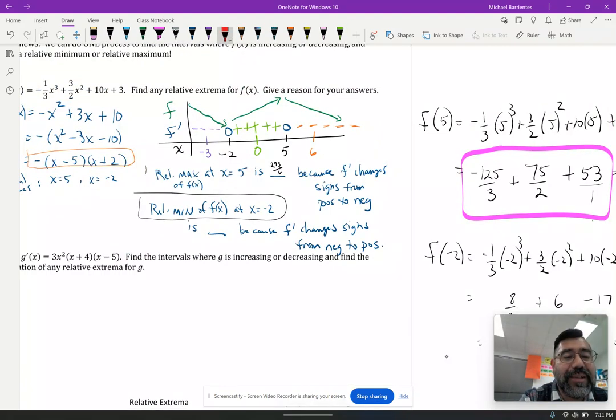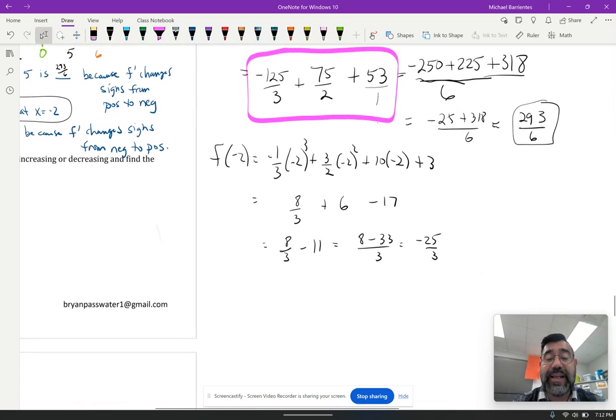So in this one, read what it's asking for. They're specifically asking for any relative extrema. That means they're looking for the y values. That means we are going to have to find out what the function value is by plugging in the x value where we know it happens, to figure out the y value that it actually achieves, right?